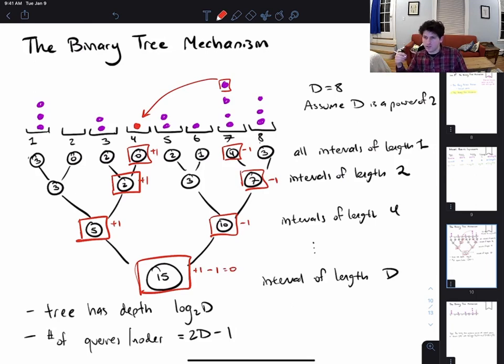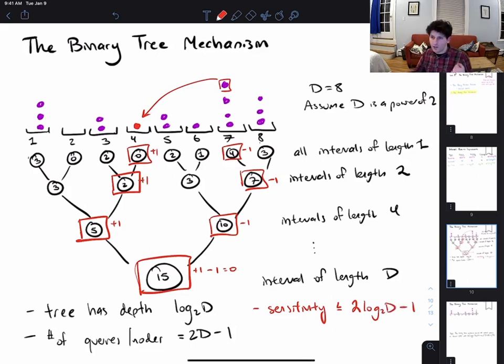So what's the total sensitivity? Well, it's all of the red squared nodes. And the number of nodes that are red, where I change the answer, is going to be at most 2 log base 2 of d minus 1.